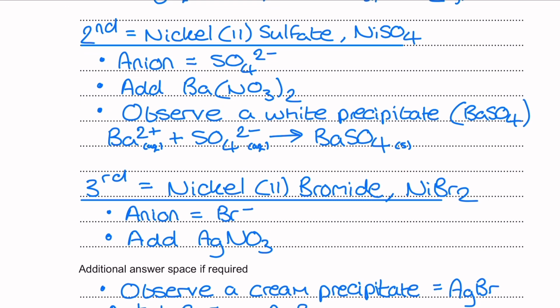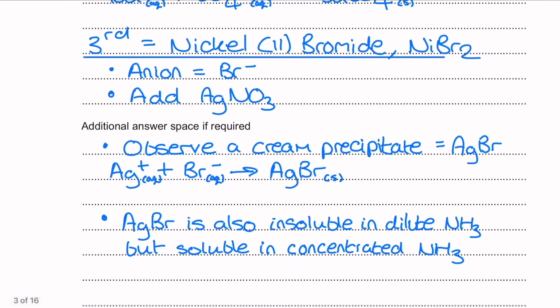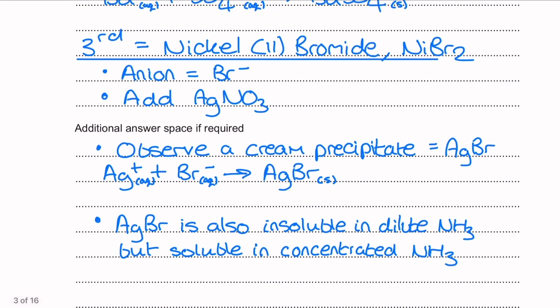Now, to test for my sulfate ion, using barium ions, which is Ba2+, I'm going to get a white precipitate of BaSO4 if the sulfate ions are present. And you can see here, once again, I've given the ionic equation and I've included my state symbols, making that white precipitate. The third anion that I'm going to be testing for is using nickel 2 bromide, the bromide ion.